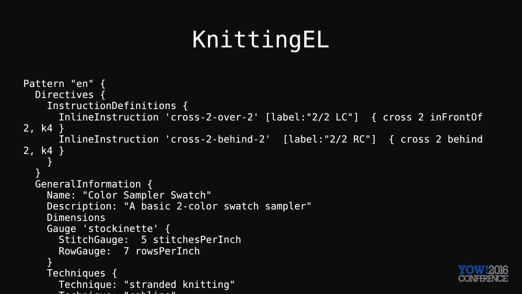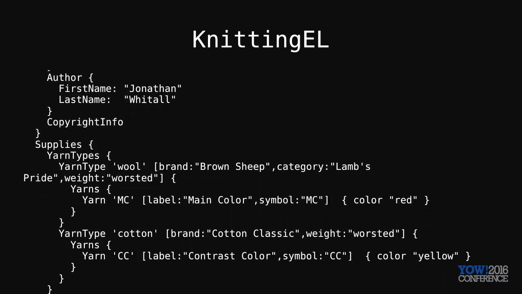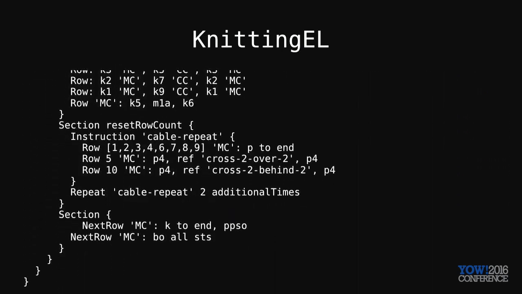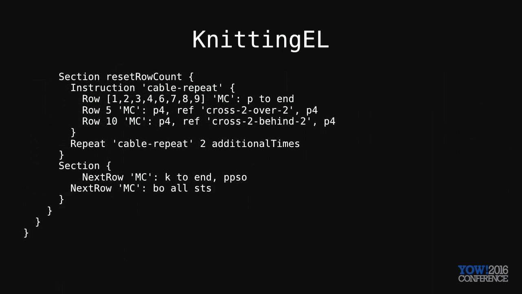Instead, the project provides a pattern authoring tool called KnittingEL, which stands for Knitting Expression Language. This is a simpler way for designers to express a knitting pattern. It looks kind of more like a published pattern, sort of. The project provides Java-based software to convert KnittingEL patterns to KnitML, and then KnitML can be passed on to supporting software, as I said, like validators, renderers, and visualizers.